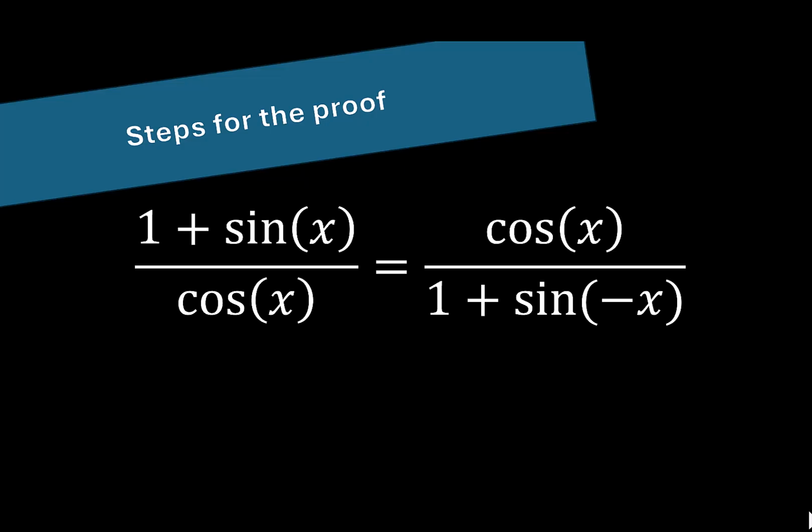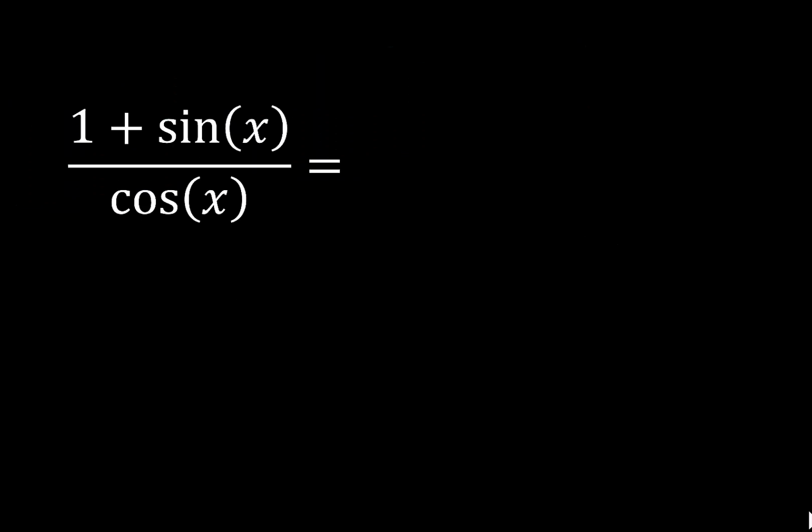I'm going to start on the left with the (1 + sin x)/cos x, and I'm going to explain each step of manipulation until I arrive at cos x/(1 + sin(-x)). So we'll start out by isolating our (1 + sin x)/cos x. And I want to remember that I'm somehow trying to get cosine x on top and I'm trying to get a sine x on the bottom.